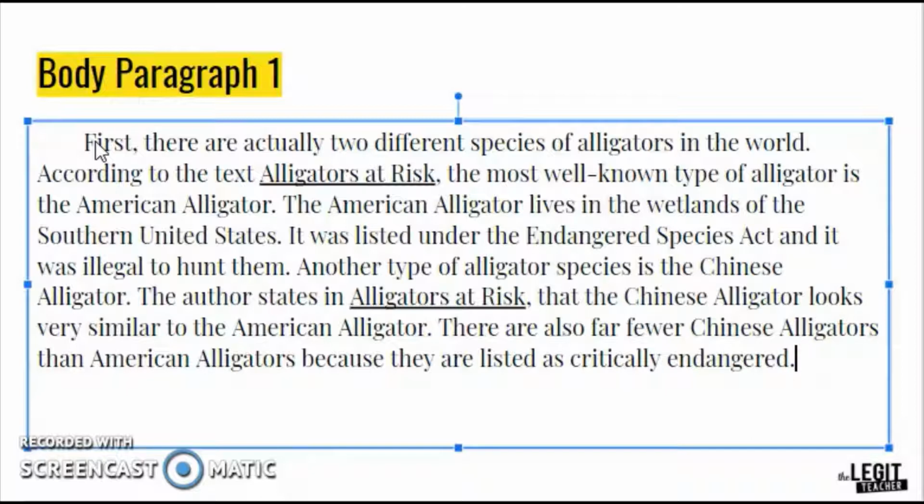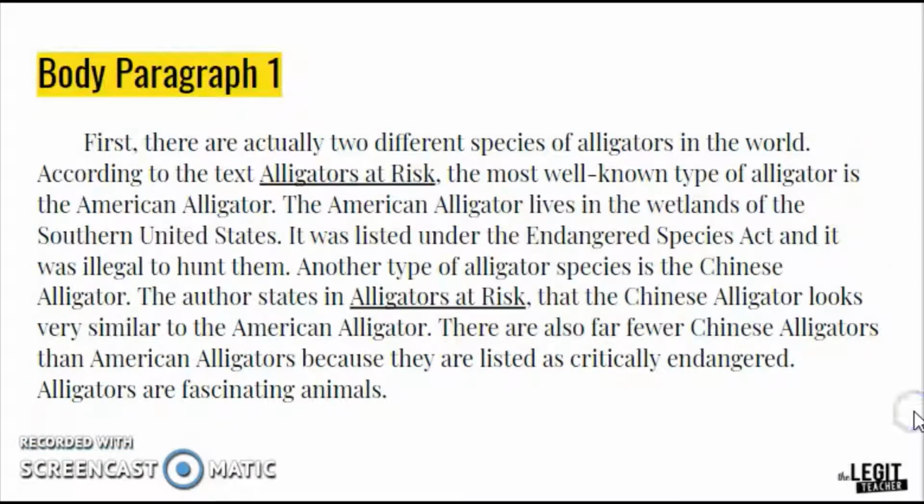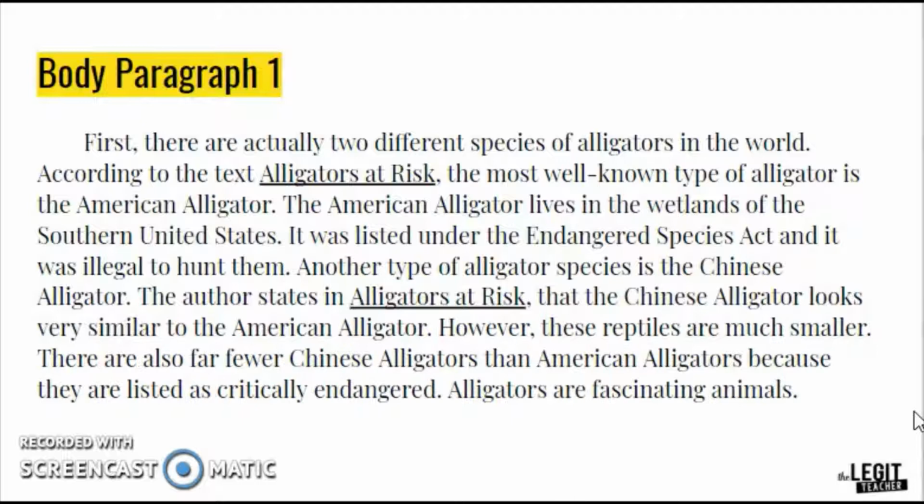So far, I have my transition word and my topic sentence. I have 3 sentences about A, 3 sentences about B. The only thing I need to finish off my paragraph is my wrap-up sentence. So I'm going to wrap up with a simple sentence. Alligators are fascinating animals. Now, at this point, I want to make sure that I check my work and make sure that I have everything that I need.